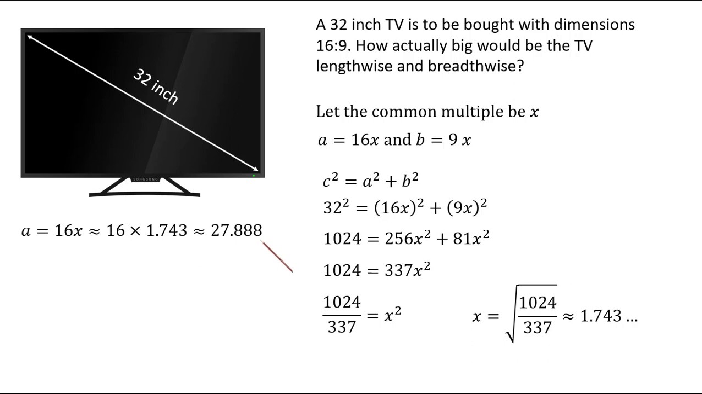1.743, which is 27.888 or almost 27.9. And similarly, the breadth of this TV would be 9x, which would be about 15.7. So even without buying and even without measuring that television, we could come to know what is the length and the breadth of that television.